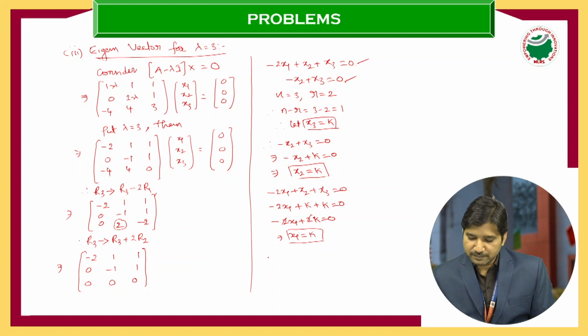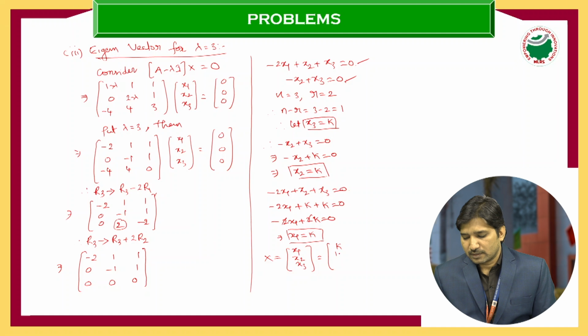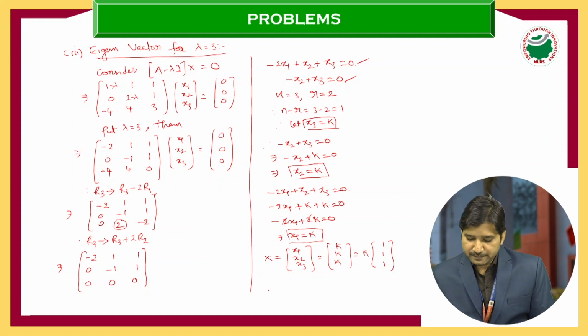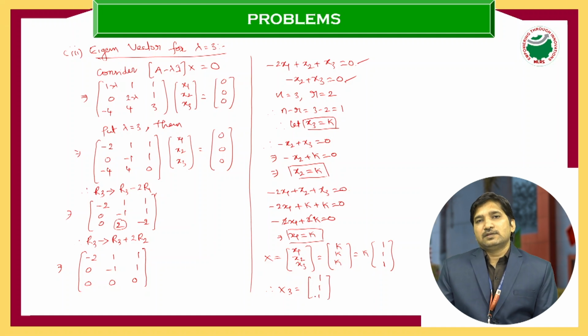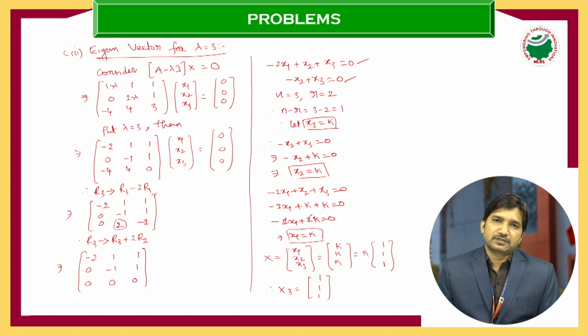Therefore, the eigenvector x1, x2, x3 has all values equal: k, k, k. Taking k as a common factor, the eigenvector is 1, 1, 1. So finally, the eigenvector for this eigenvalue, x3, is 1, 1, 1. So we have finished finding the eigenvectors x1, x2, x3.